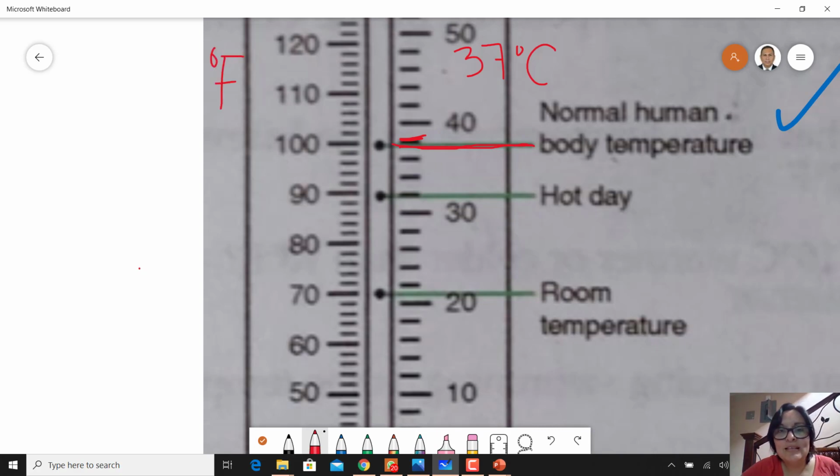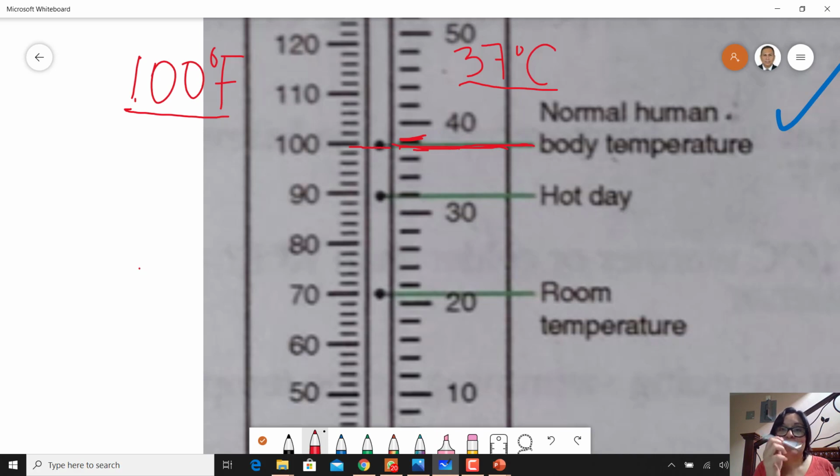In Fahrenheit degrees, what is the temperature? Let's go with the same line in here. What temperature is that? 100, right? 100 Fahrenheit degrees. So, if you use a thermometer and you place it under your arm or under your tongue, and the thermometer says that you have 100 Fahrenheit degrees, that means that you are okay. Or if you have 37 Celsius degrees, you are okay.